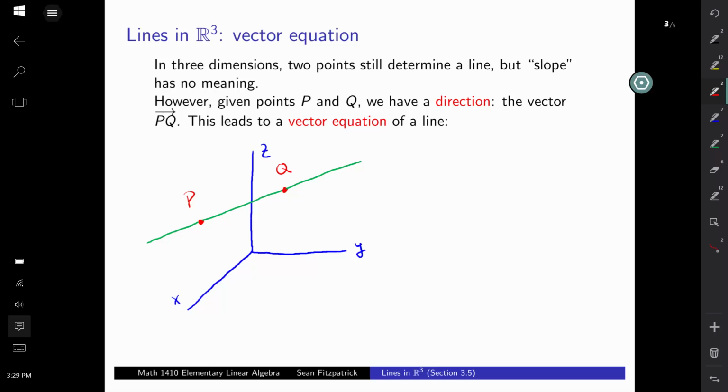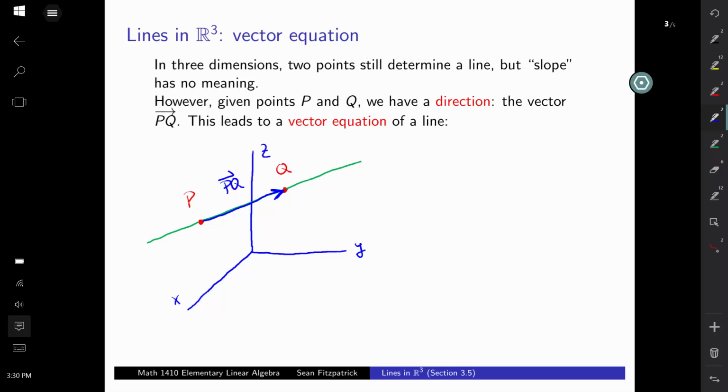Well, in 3 dimensions, how do you specify which way a line is going? You want to give a direction. You want to know which way that line is pointing. And we know how to give directions. If you want to give a direction, you give a vector. And we also know that any 2 points determine a vector. I can construct the vector PQ between those 2 points.